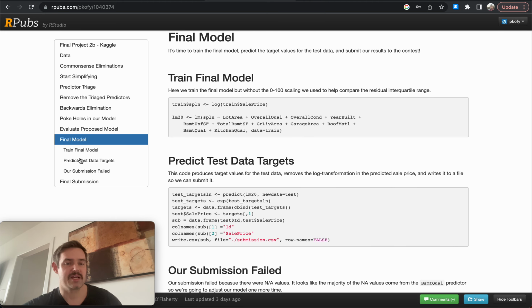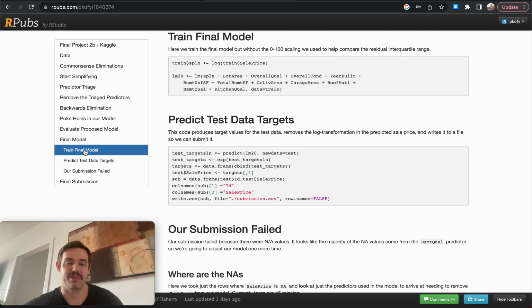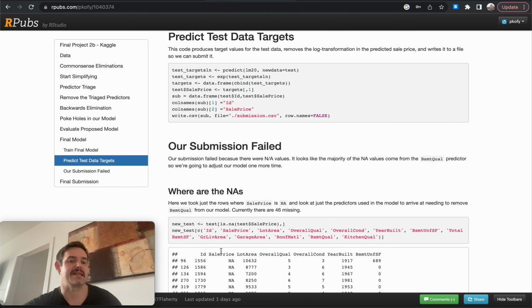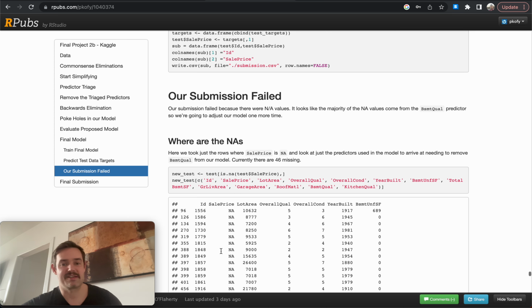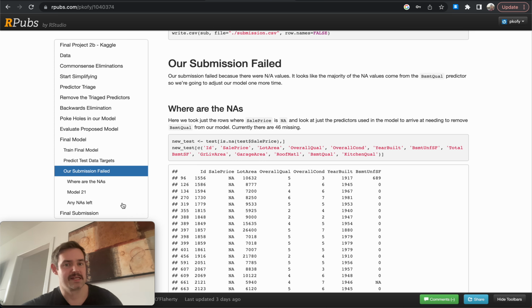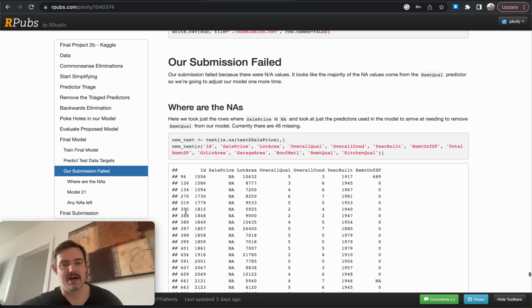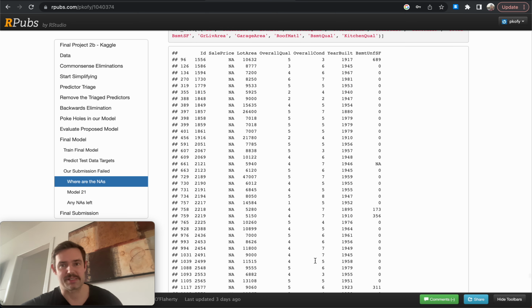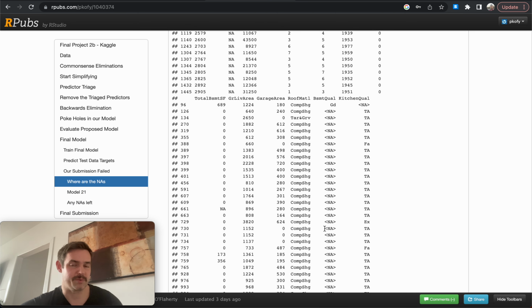So I trained the final model, this time without the scaled sale price, and our submission failed. I had not taken into consideration missing values in my predictions. So I looked at those records with missing predictions, and it turned out almost all of them, it was because basement quality was missing a value.